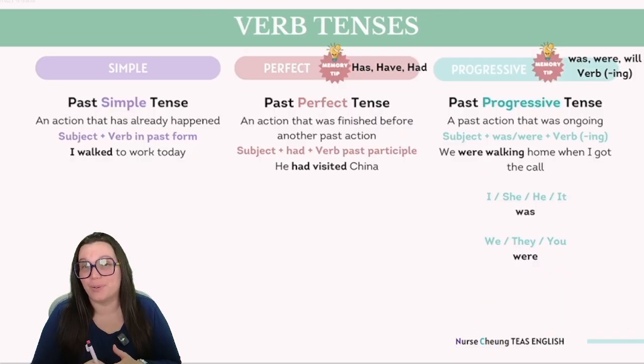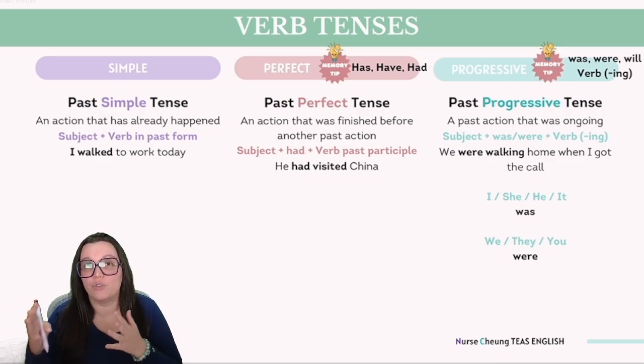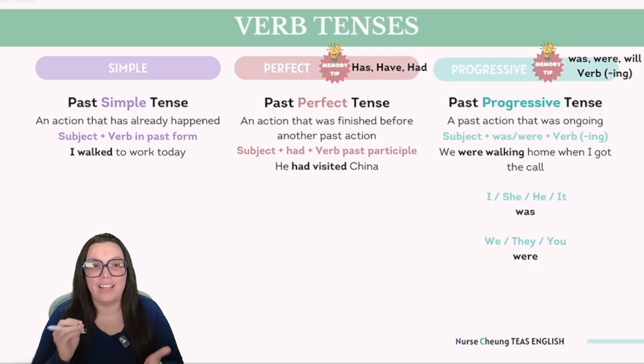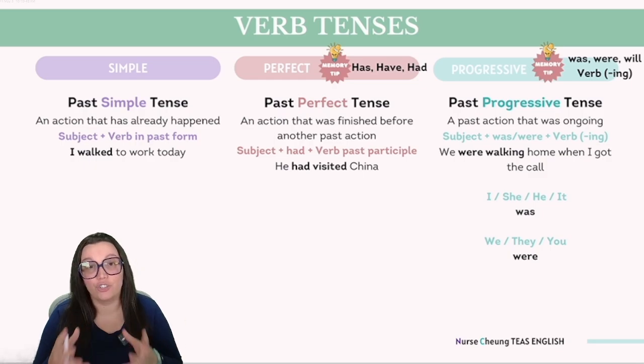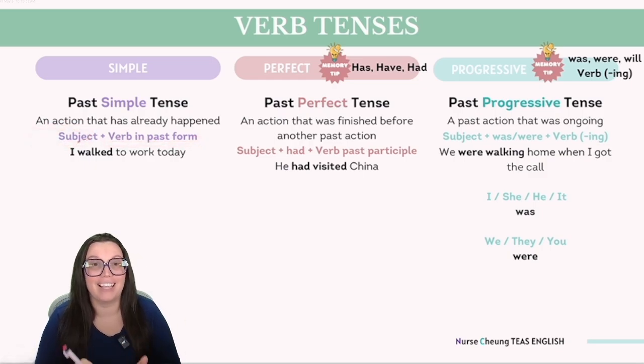Next, let's talk about verb tenses. The verb tense indicates the time when an action described by the verb takes place. There are 9 verb tenses you will need to know for the TEAS, organized into past, present, and future, each further divided into 3 categories: simple, perfect, and progressive. Starting with past simple. This tense describes the actions that have already occurred. The structure typically involves the subject plus the verb in past form.